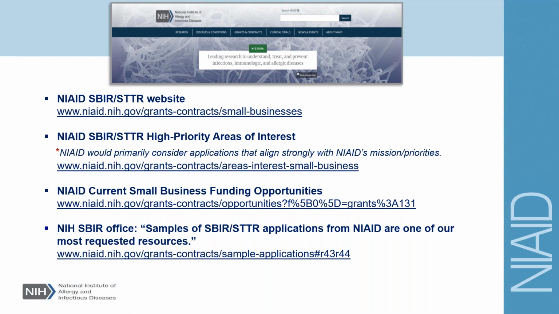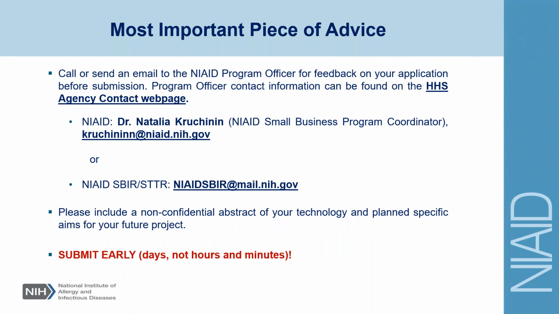And for all NIAID's current small business funding opportunities, you can review them in the third link. Last but not least, in the fourth link, you can see samples of SBIR STTR successful applications. This is one of our most requested resources, and applicants have been using these as a reference to prepare their own applications.